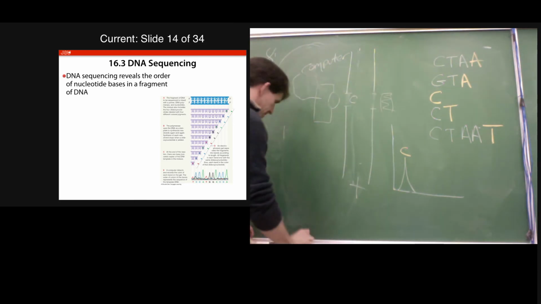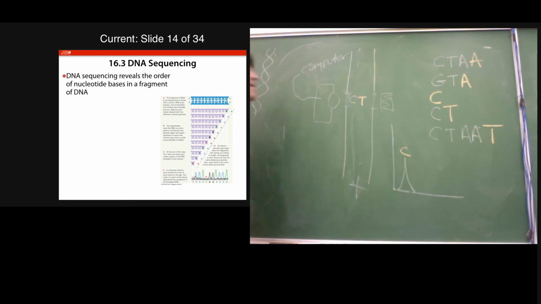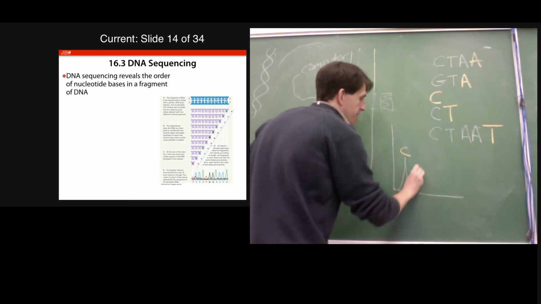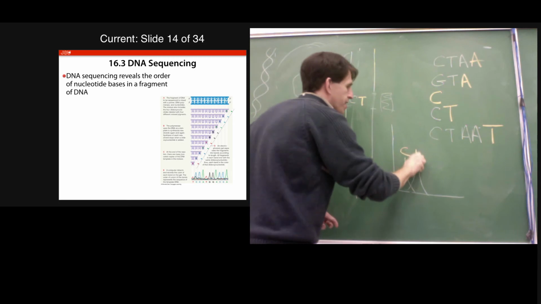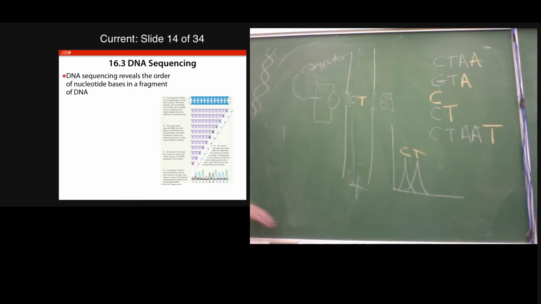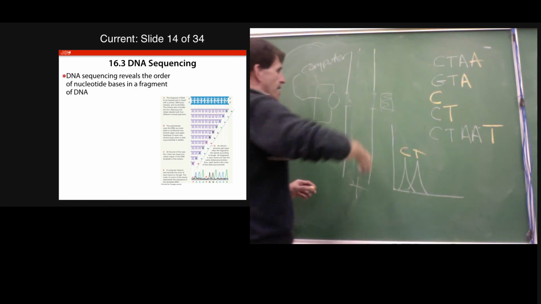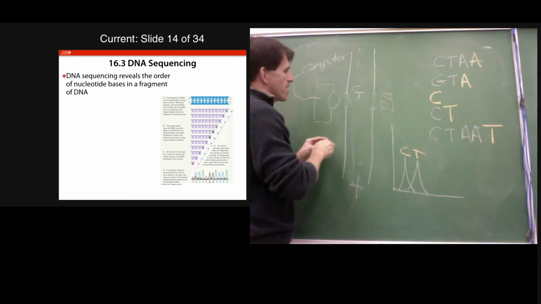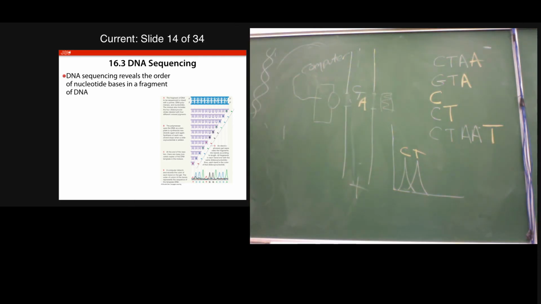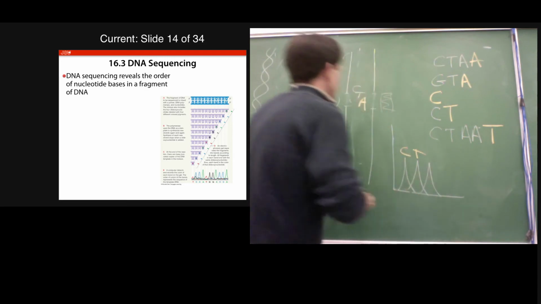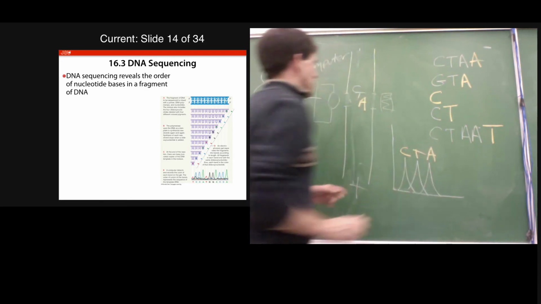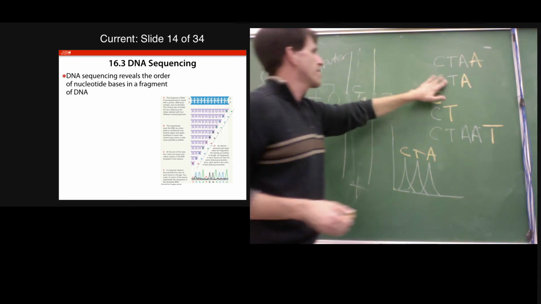A, C, T. What will the computer register here? Not a CT, but a labeled T. It's not going to see the C, it's just going to see a labeled T. Then the electrical pulse goes a little bit more. CTA. So we'll have a CTA. It will only detect the labeled A. It won't detect the C or the T. It's only going to detect that label. We'll get a spike up. A. Not GTA, but CTA. Sorry about that.